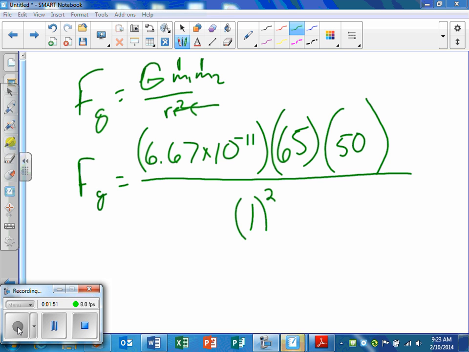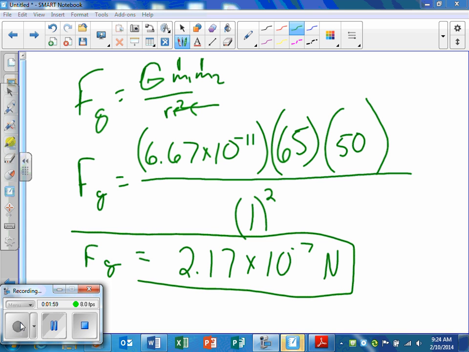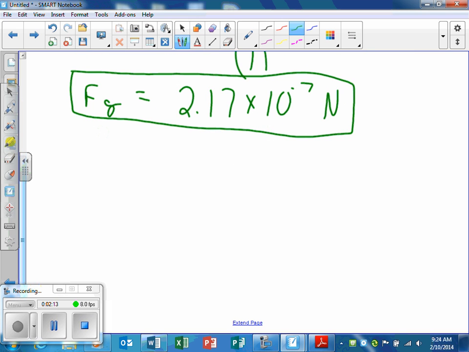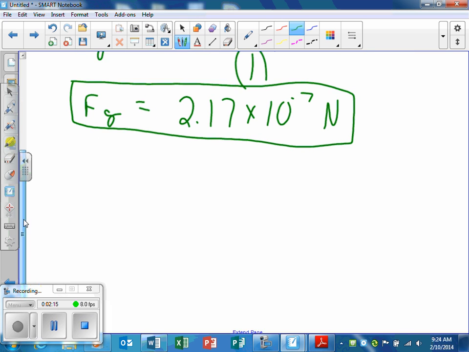Okay, so I need to see you guys put this in your calculator, and I'll get the same number, okay? So it sounds like the correct answer is 2.17 times 10 to the negative 7th newtons. Not a real strong attraction due to gravity. Right? So it's not about the gravitational attraction. It's more about the chemical attraction, right? You have to talk to Ziegler about that.